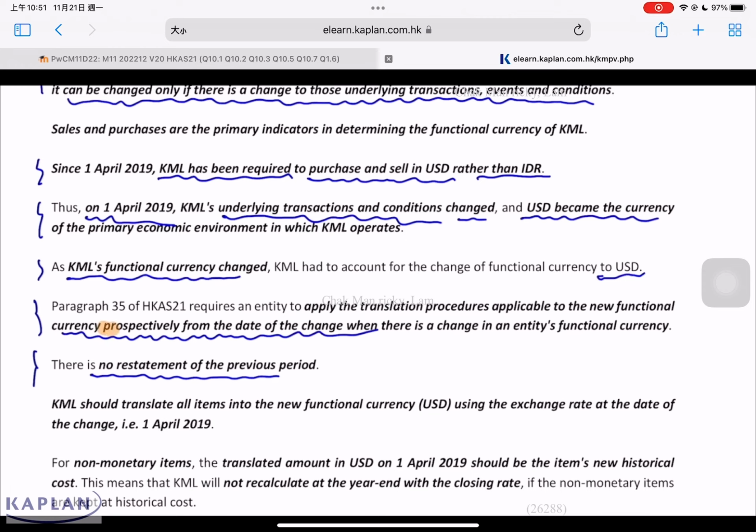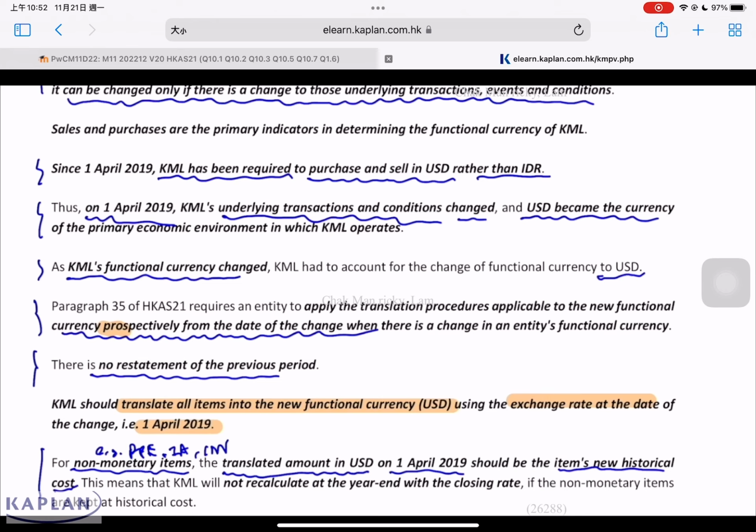When we say apply prospectively, it means KML should translate all items into the new functional currency using the exchange rate at the date of the change, which is 1st April 2019. For non-monetary items, for example PPE, intangible assets and inventory, the translated amount in US dollar on 1st April 2019 shall be the new historical cost for accounting purposes for KML.